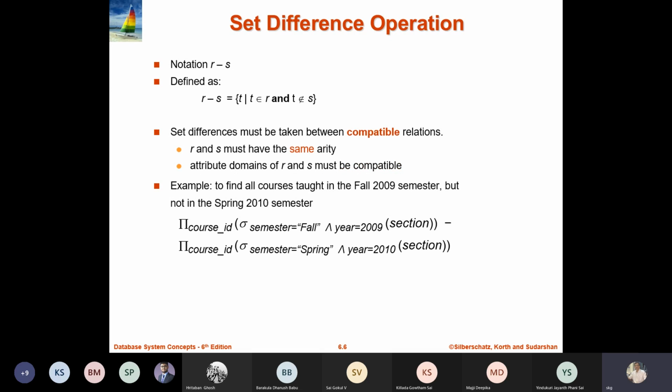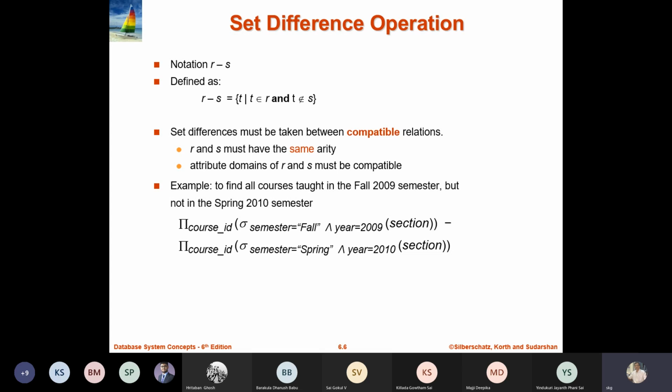Another is the set difference operation, where R minus S means those tuples that are in R but not in S. Set difference must be taken between compatible relations. So R and S must have the same arity, and the attribute domains of R and S must be compatible. That is the condition or restriction.